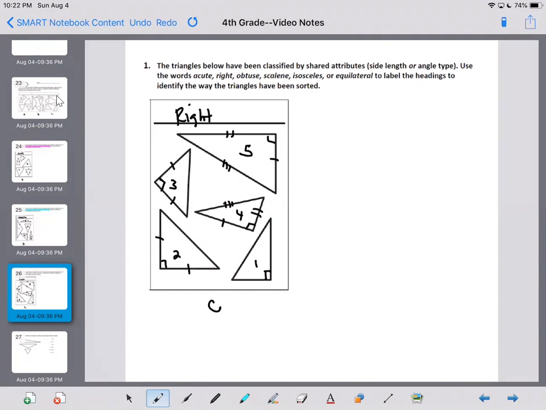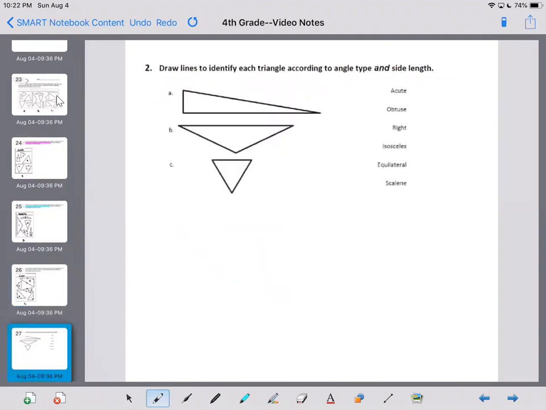Now, if we take some different shapes here, I want you to draw lines to identify each triangle according to the type and the side length. So the angle type and the side length. So let's look at A. A does have a right angle, so right would definitely go with it. But this side length is smaller than this one, which is smaller than this one. So scalene right would have to be part A.